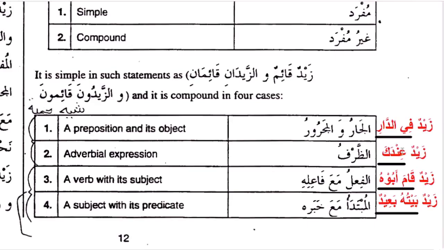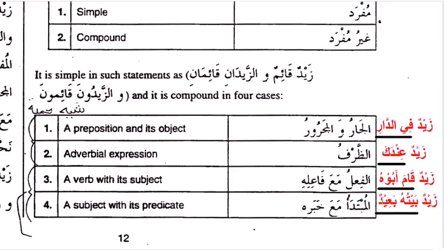Then Zaydun indaka. Then Zaydun qama abuhu. Then Zaydun baytuhu ba'idun. If you look at all this, the khabar is what is underlined in black. You see here, Zaydun fiddar, so fiddar is the khabar. Zaydun indaka, indaka is underlined in black. Zaydun qama abuhu, so qama abuhu is the khabar. Apart from Zayd, any other thing is the khabar.